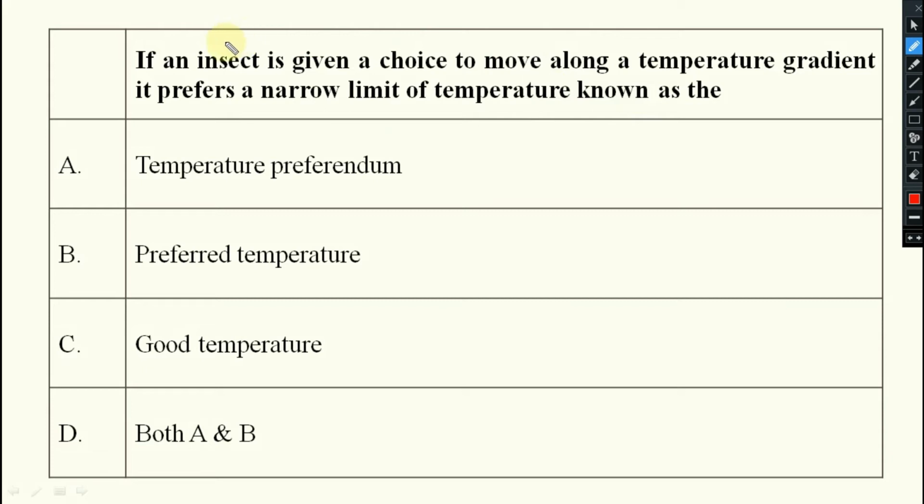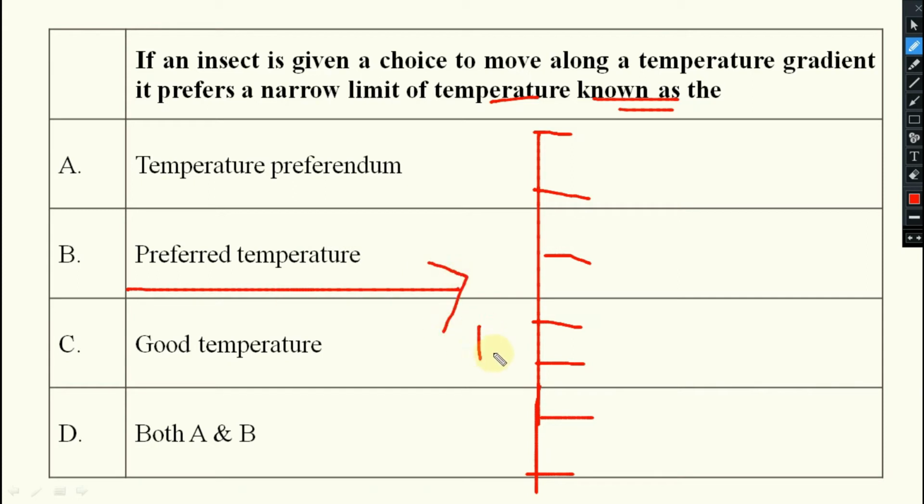Next one: if an insect is given a choice to move along a temperature gradient, it prefers a narrow limit of temperature. That is known as what? Suppose there is a gradient like 60, 50, 35, 10, -5, -14, -20. If you leave an insect, where will it go? It will try to move in between 10 to 35. So this temperature range is known as what?